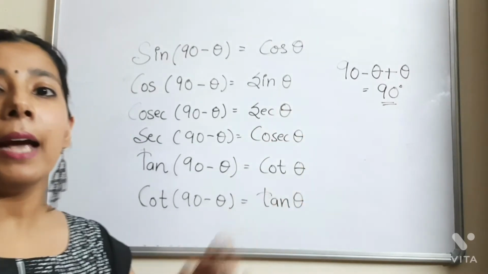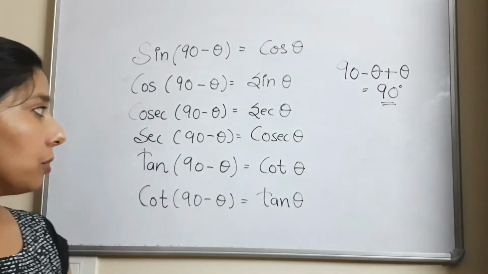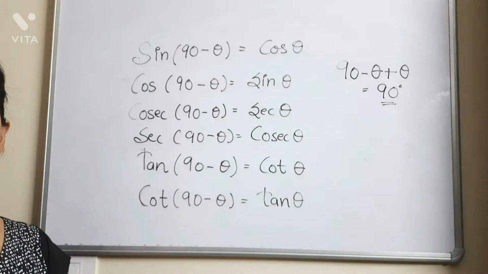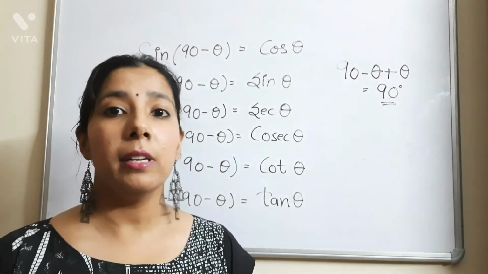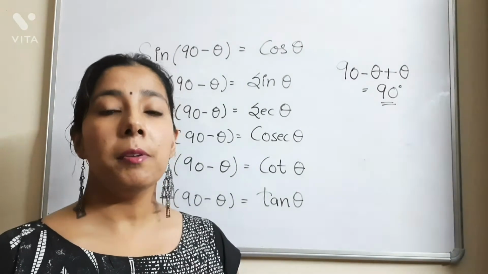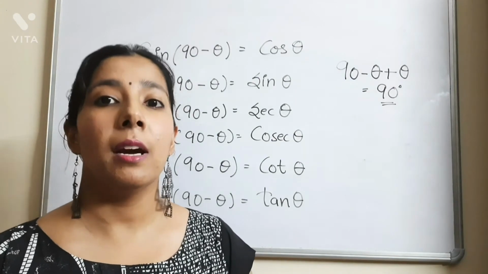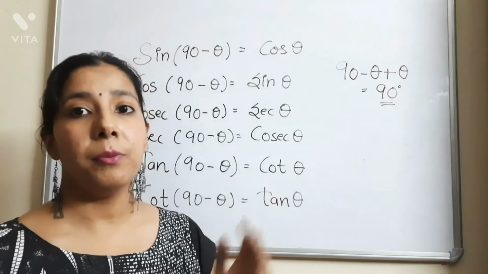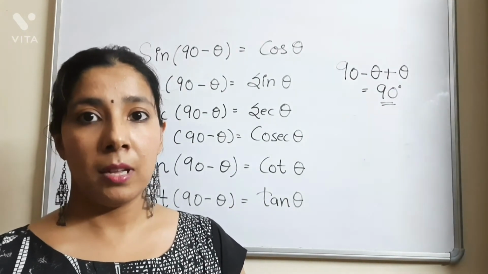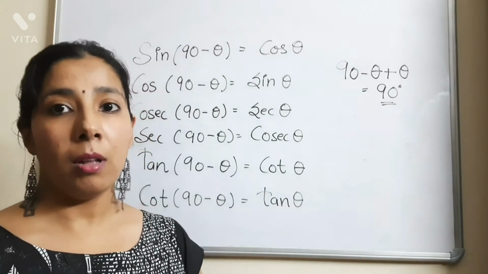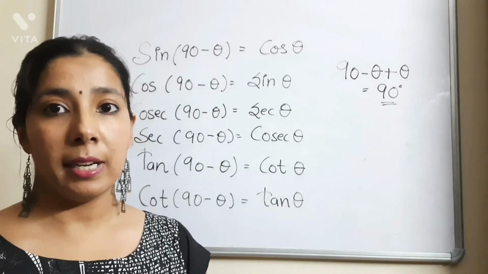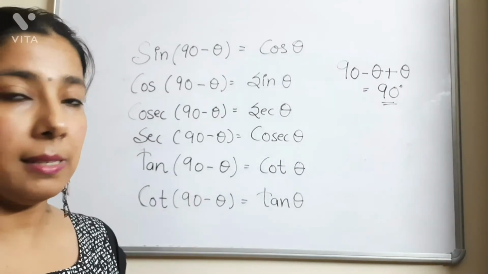Now, how you can apply these trigonometric ratios or the complementary pairs in your questions, how they are useful in solving the questions. So we will be taking some examples in which we are going to use these complementary pairs for solving our questions. So I will explain all this by taking 2 examples. So let's start with some examples.